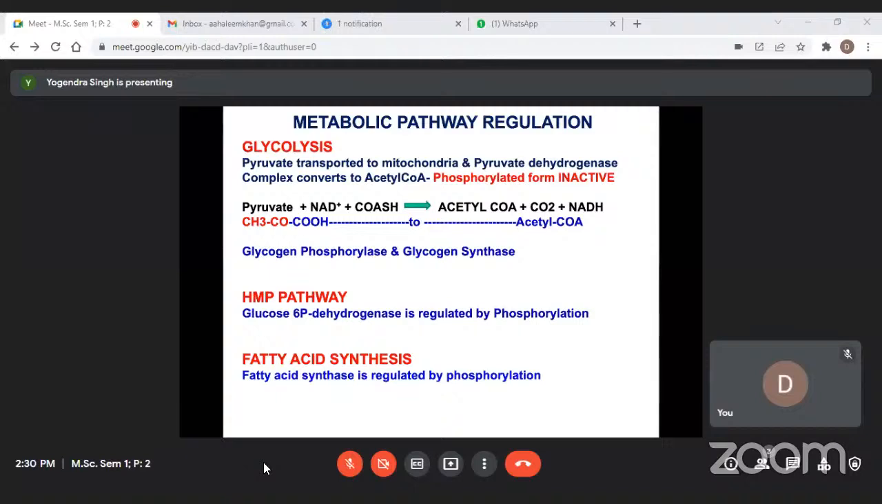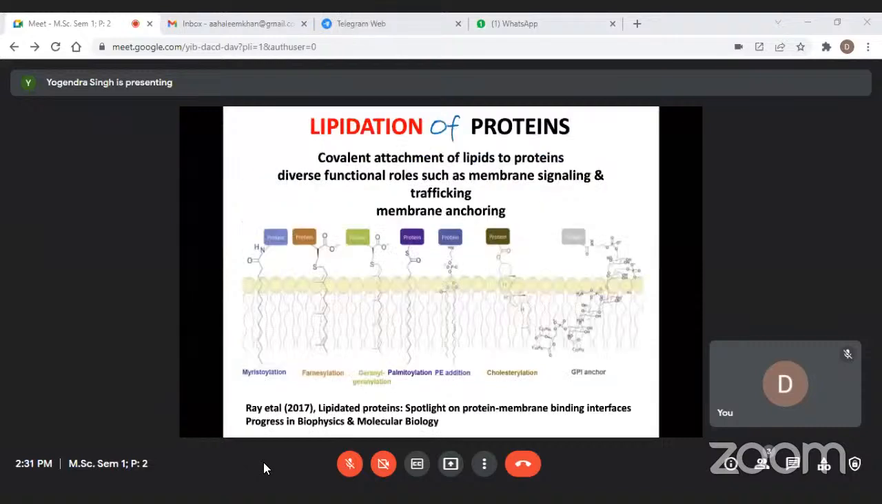Similarly, I'm sure you have read about glycogen phosphorylase, glycogen synthase. They all are regulated by phosphorylation. HMP pathway by phosphorylation, fatty acid synthesis, you name it. Many pathways are actually regulated. Metabolic pathways in our cells are regulated by phosphorylation.